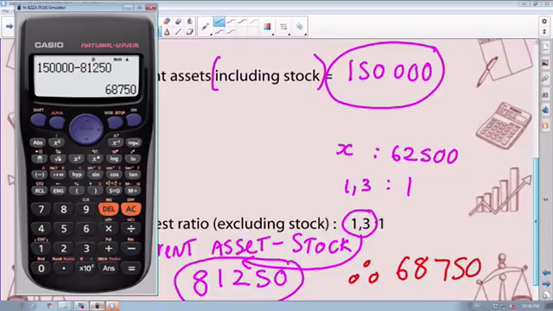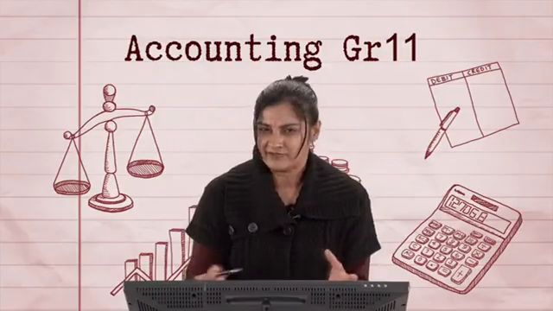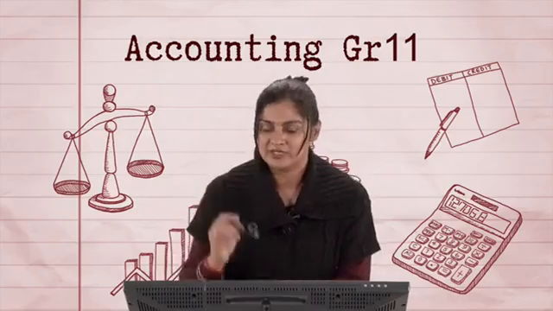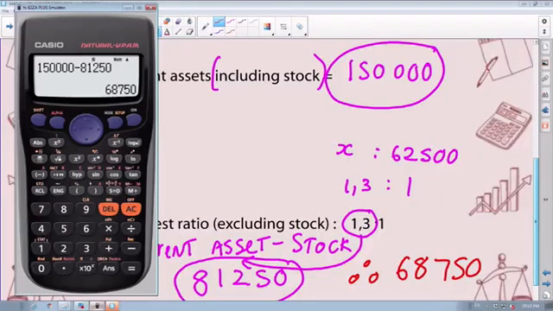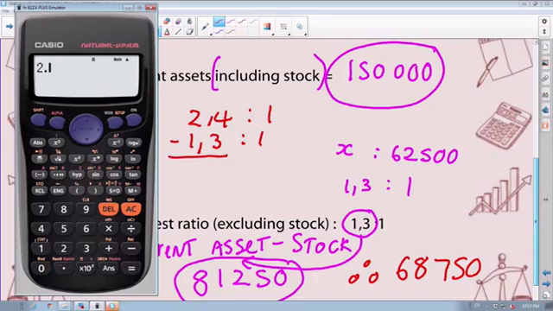Okay, right, now you guys are probably thinking, wow, that was quite a long calculation. Isn't there an easier way to do this calculation? There actually is. There's a minute left, so let's see if I can quickly show you an easier way. Right, my current asset ratio was 2,4 is to 1, and my asset test ratio is 1,3 is to 1. So if I take my current ratio and I subtract my asset test ratio, let's do that quickly. So we're getting 2.4 minus 1.3. My stock figure is 1,1.